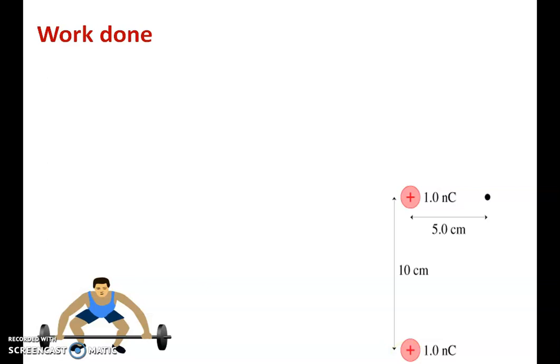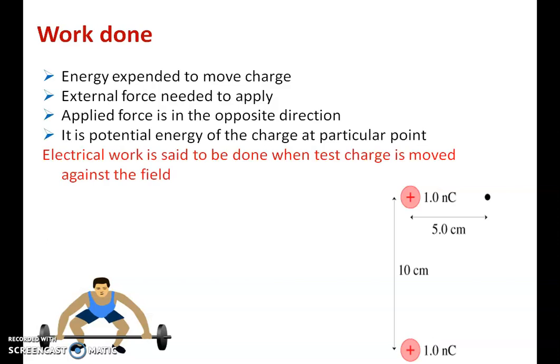Now what is the work done? We can term work done as the energy expended to move a charge from one place to another place in an electric field. It is the energy expended to move a charge from one place to another, and that is called electrical work done. To do work, I need to apply an external force.